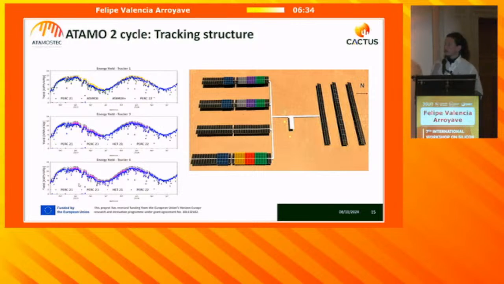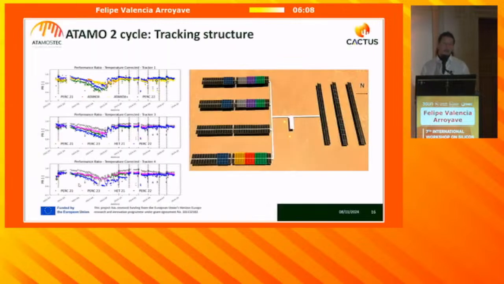Something similar is happening with the single-axis tracking system. As you can see here, we have the Atamo 2 and the Atamo 2 Plus technologies. These technologies are also heterojunction and were made taking into consideration the information that was gathered from the Atamo 1 cycle. And as you can see here, all the heterojunction technologies outperform the other ones. And the interesting thing is that when you have heterojunction in single-axis tracking structures, you don't have so much problem with the soiling.